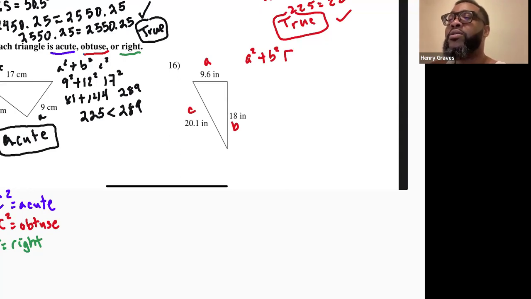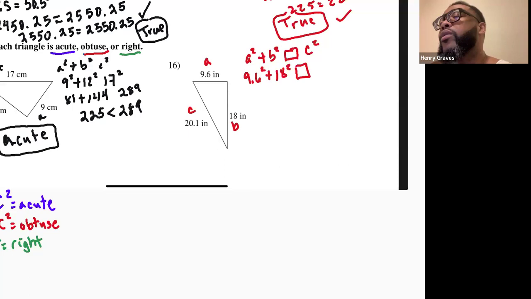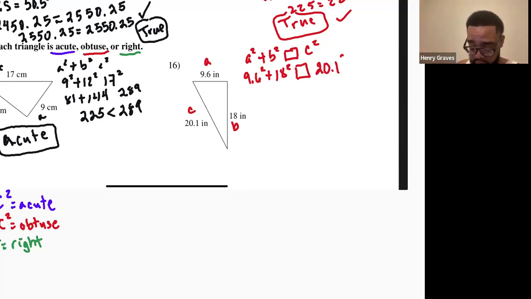Which is going to be c squared. So I'm going to be looking at 9.6 squared plus 18 squared. And we'll compare the result of that to 20.1 squared. Okay. 9.6 squared is 92.16. 18 squared is 324.